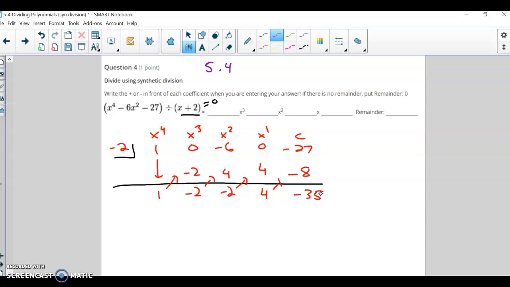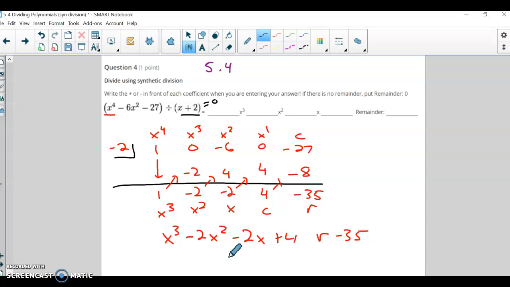Okay, and then this is just our answer with x cubed. Basically, it's one lower power. So I always label right to left: remainder, constant, x to the 1st, x squared, and x cubed. So we have 1x cubed, -2x squared, -2x, constant of 4, and then remainder of -35. So that whole thing on the end, that's really our answer right there.